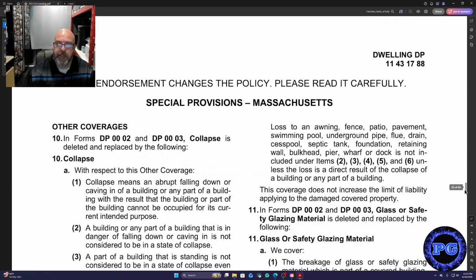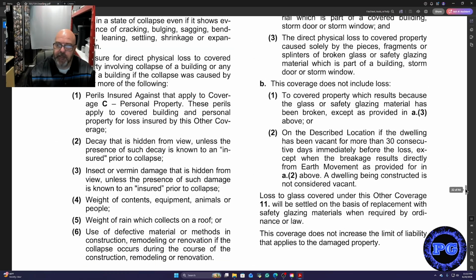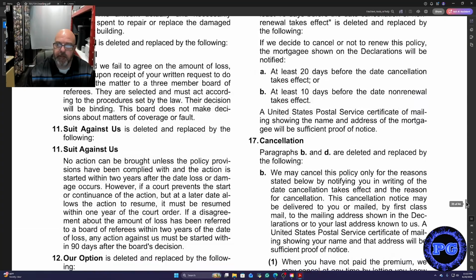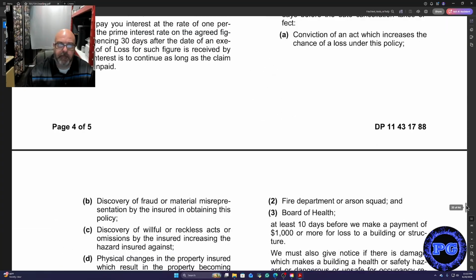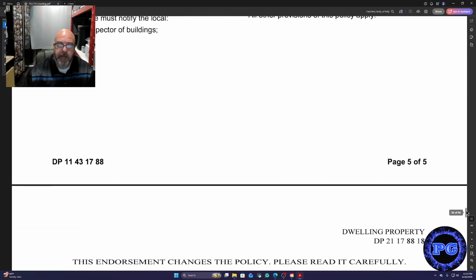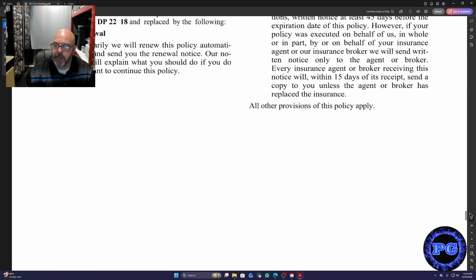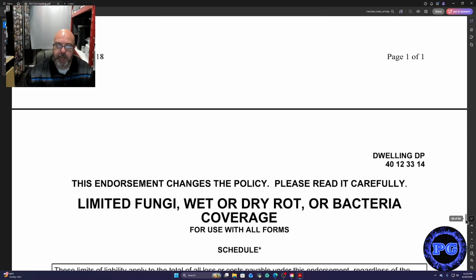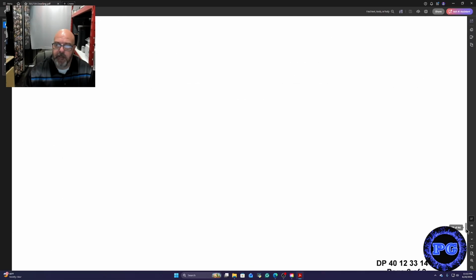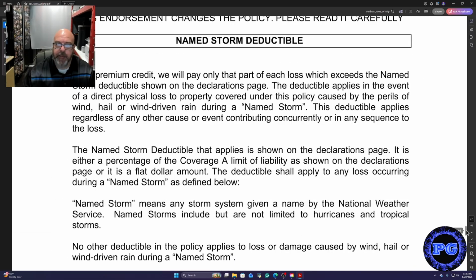More special provisions from Massachusetts. That's deleted and replaced by this. So that's stuff that's important. And what else we got here? So that's page 405, page 505. Now we got the non-renewal endorsement. That's just an amendment to that section. Limited fungi. Update again. Named storm deductible.